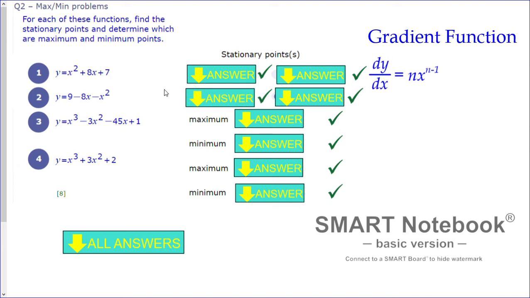Hello, we're back with question 2 on the myimaths task. For each of these functions, find the stationary point and determine whether they are maximum or minimum points. So, let's start with question 2 here: 9 minus x squared.